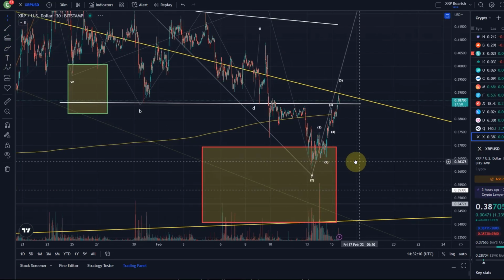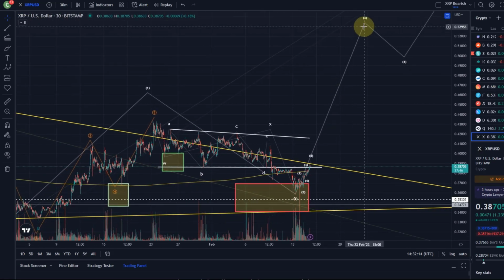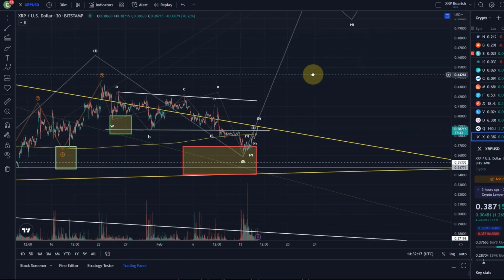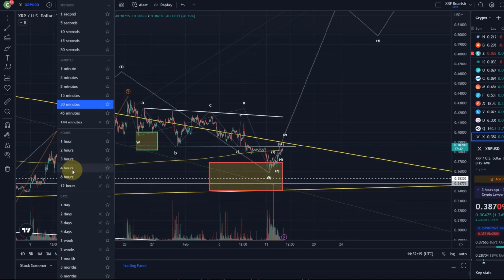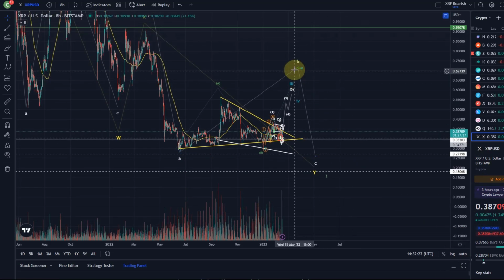Now, what would that mean? It would mean that we have a chance that we are in this third wave here to the upside, which is not necessarily overall bullish. I'm not telling you this is overall a bullish count, but it would be part of that C wave within a larger B wave, which would eventually probably come down. So I'm just telling you that I'm skeptical that this is already a breakout into a bull run.